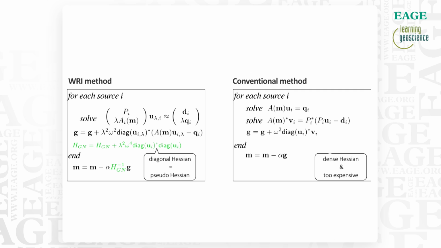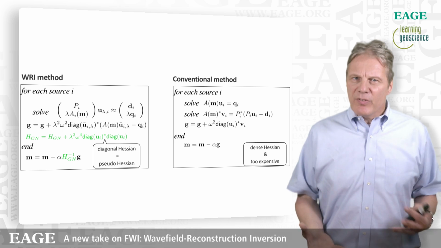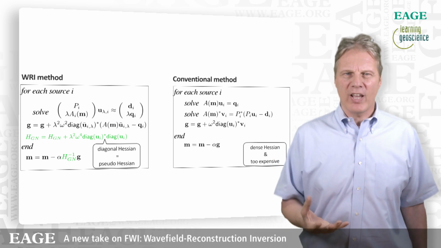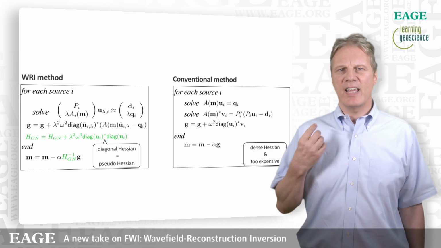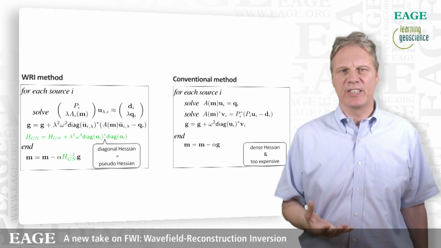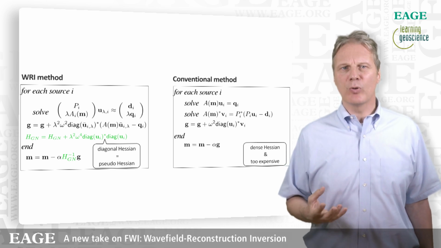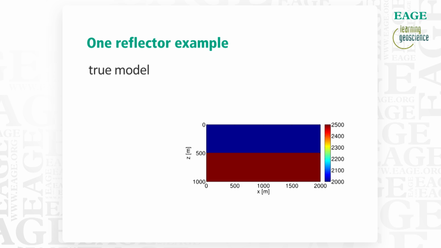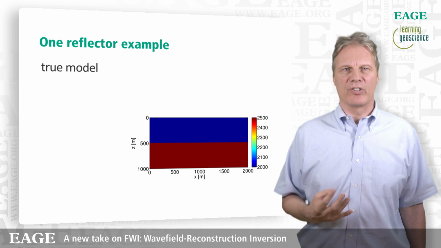In addition to this very different interpretation on how you compute your gradients, this approach also has the advantage that it has a diagonal or very sparse Hessian and that is easy to compute as compared to the conventional approach where you have dense, computationally infeasible Hessians. So let's look at an example now before we proceed to more serious examples at the end of this talk.